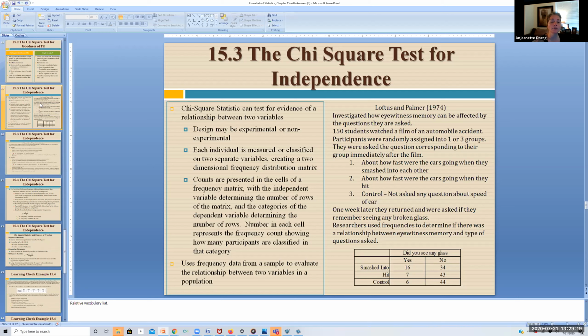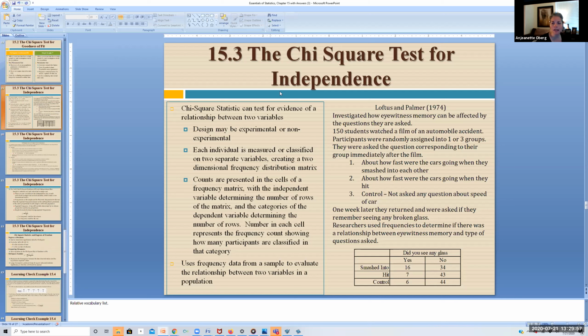And we're still using frequency data. So we're just counting the number of people that fall within any category on that matrix. That's it. We use that frequency data from the sample to determine if there's a relationship. So the frequency data is what we observe. Based on our total N, we calculate our expected frequencies, compare those to our observed frequencies, and then see if there is in fact a significant difference between the two, or if the two variables are related.